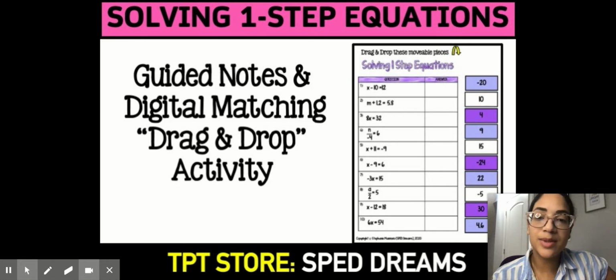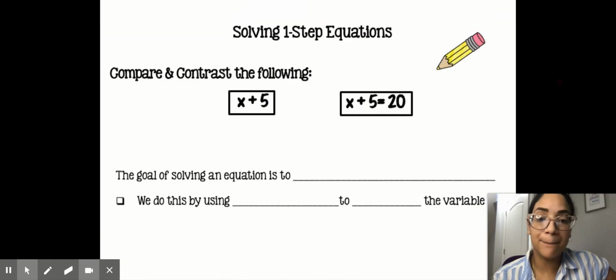Hey guys, welcome to your lesson on solving one-step equations. We're going to do some guided notes first, and then I'm going to do some modeling. So let's look at these two math sentences. We're going to be comparing and contrasting them. The first one is x plus 5, and the second one is x plus 5 equals 20.